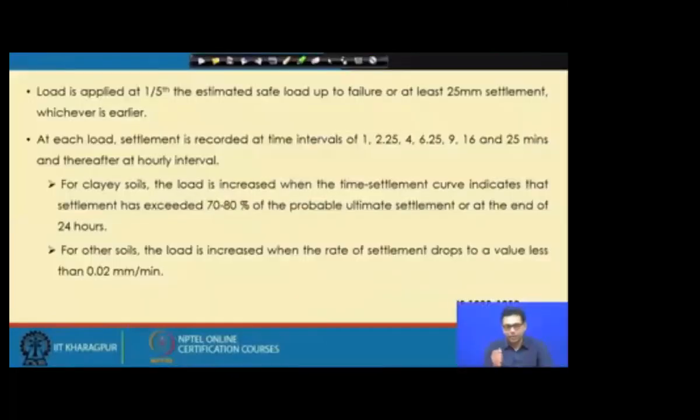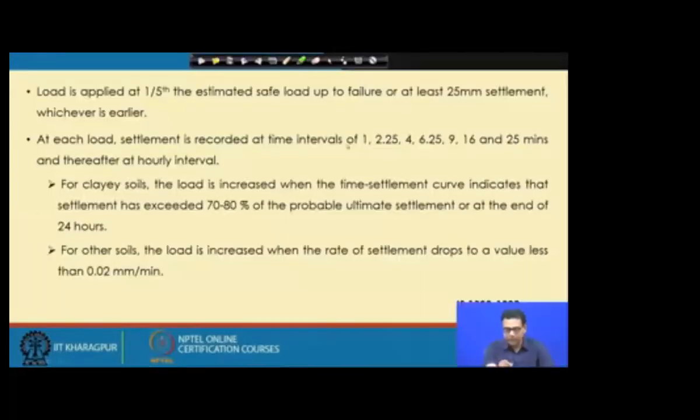Now, when you apply each increment of load, the settlement is recorded at time intervals of 1 minute, 2.25 minutes, 4, 6.25, 9, 16 and 25 minutes, and thereafter every hour we have to take the reading. So, that means for the first application, say 20 kilonewton, we record for 1 minute, 2.25 and 4, like this interval, up to 25 minutes, then every 1 hour we take the reading of the settlement.